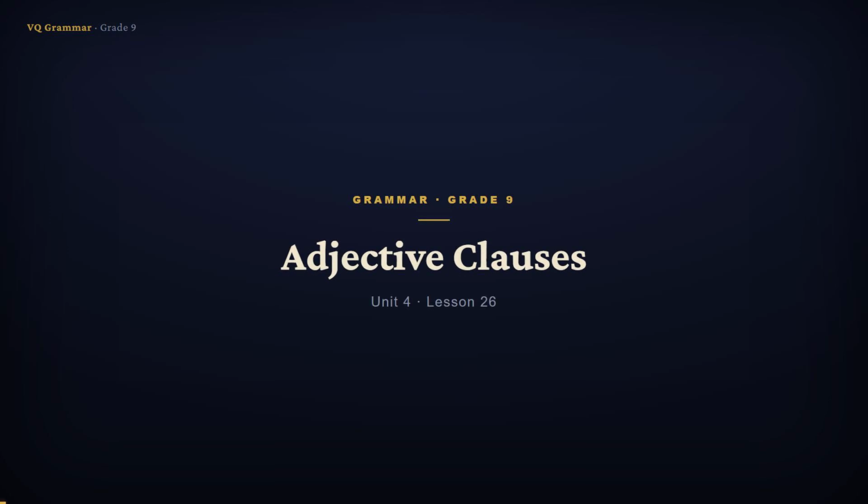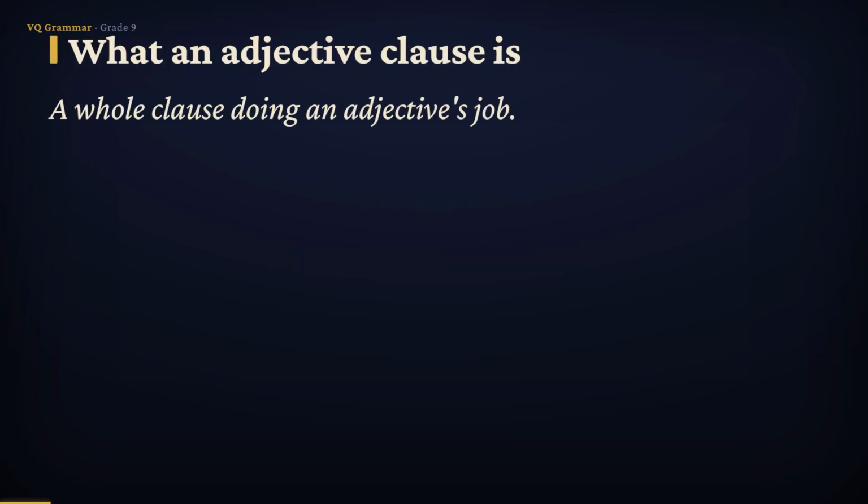This is Unit 4, Lesson 26, and today we're going to take a whole clause, a group of words with its own subject and verb, and put it to work as a single describing word. That's the adjective clause. It lets you fold a lot of detail neatly inside one sentence, and once you see how it hooks onto a noun, you'll spot these everywhere. Let's dig in. Let's begin with a clear definition.